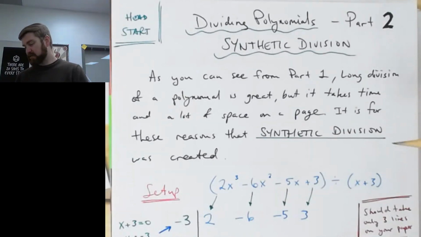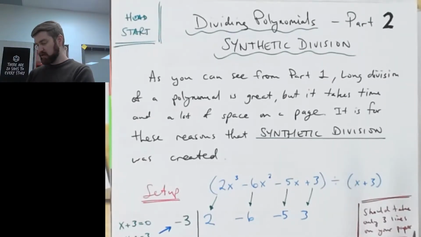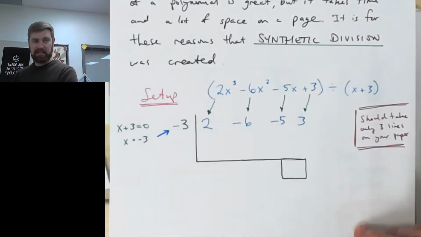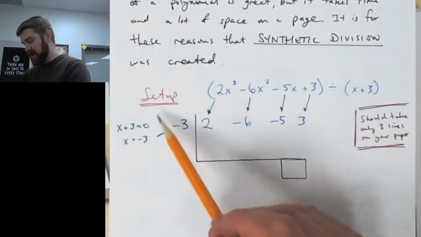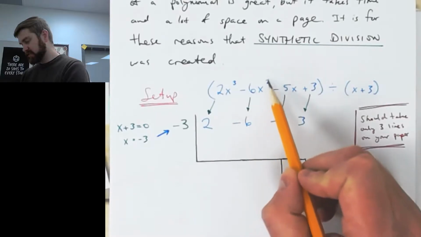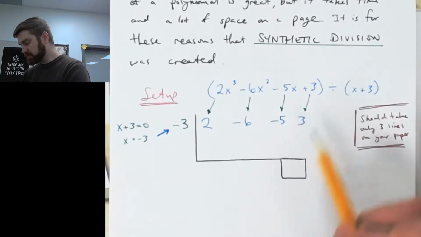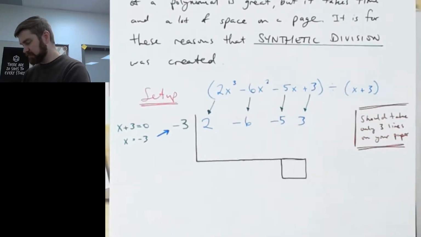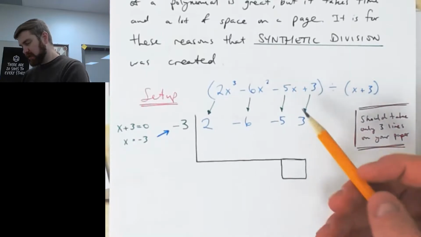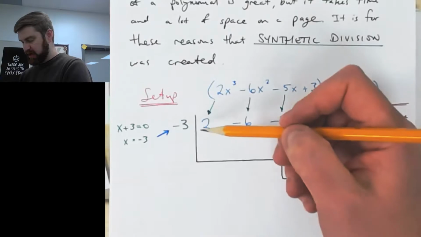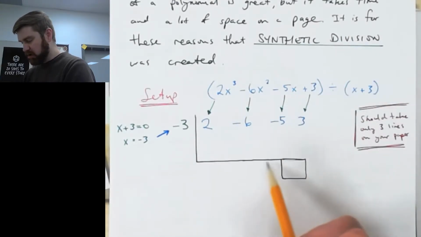Because of that, synthetic division came to be. So we're going to start by showing you a setup here, and how you go from a simple question to a synthetic division setup. We have 2x cubed minus 6x squared minus 5x plus 3 divided by x plus 3. We start off by creating this vertical line here and going all the way over.